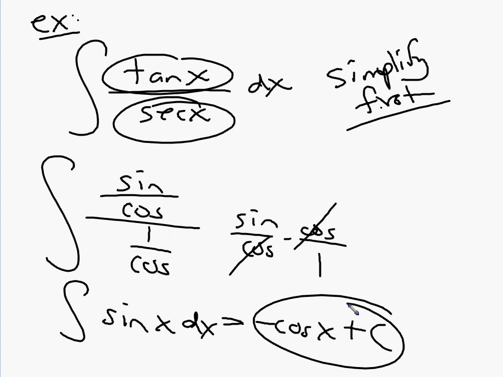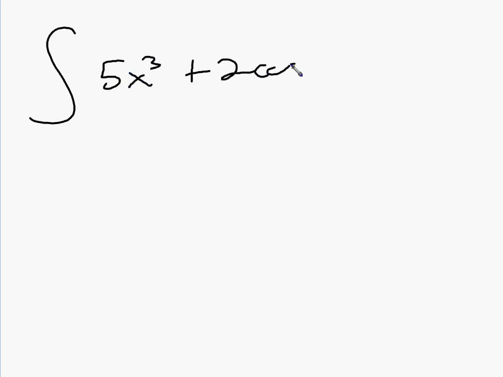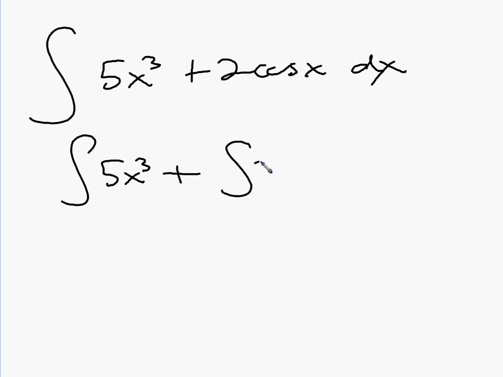And the only other thing that I want to point out before you leave is, what if the function has a couple terms? You can break it up. I can make this the integral of 5x cubed plus the integral of 2 cosine x and do them separately. Okay? And we are going to stop there for today.